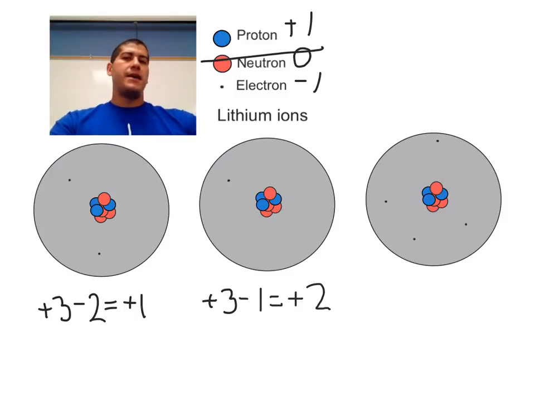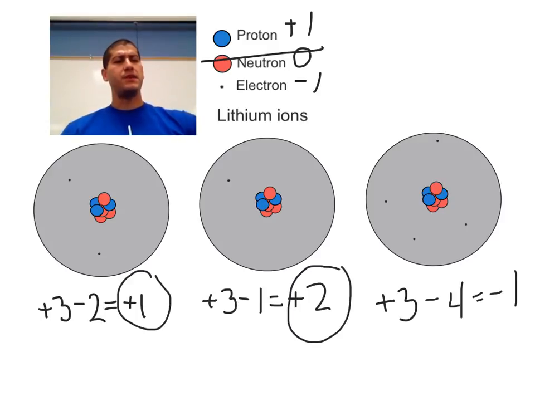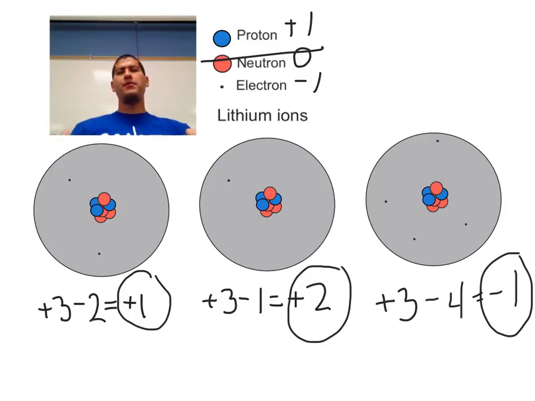It can go the other way. You can have more electrons in an atom than protons. This third example has 3 protons that contribute 3 positive charges, but it has 1, 2, 3, 4 electrons that contribute 4 negative charges. The net charge of this final atom is -1. All 3 of these atoms are lithium atoms because they have 3 protons, but all 3 of them have different net charges. Even though they have different net charges, they are still all ions.